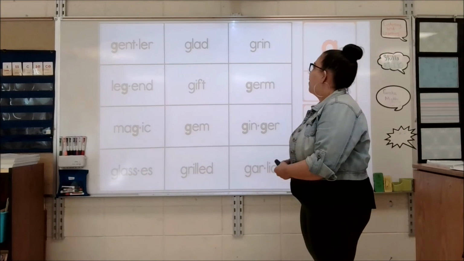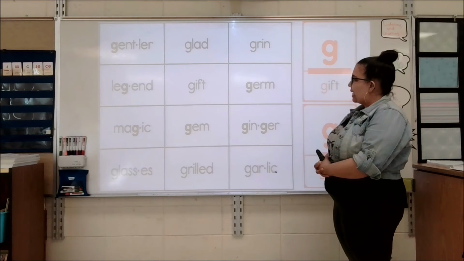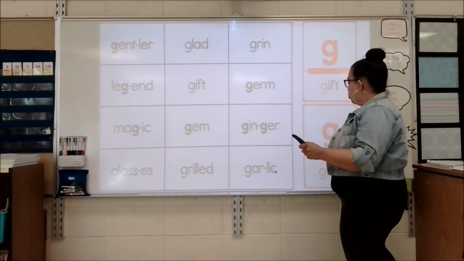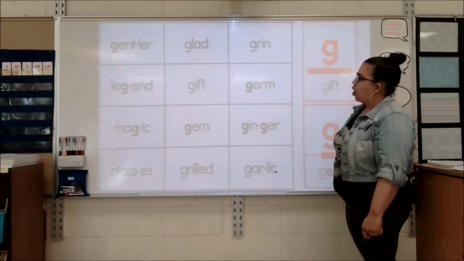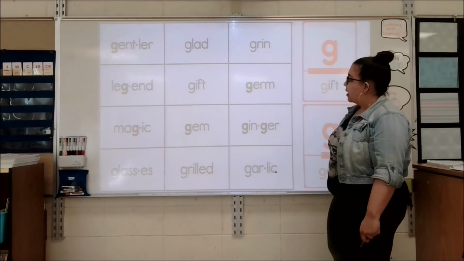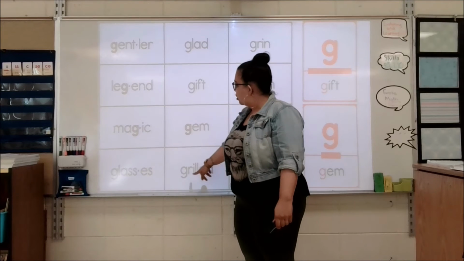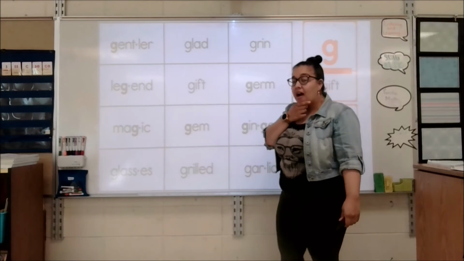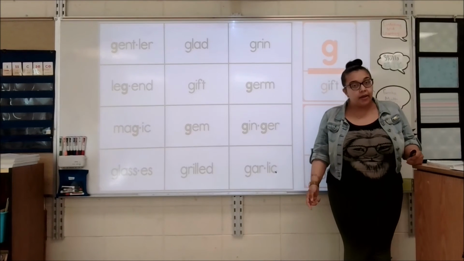When a G is followed by I, E, and Y, we usually hear the J. When G is followed by A, O, U, and as it would seem, consonants, these R's and these L's, so if it's not a vowel, it's a consonant, that's usually a G sound as well.